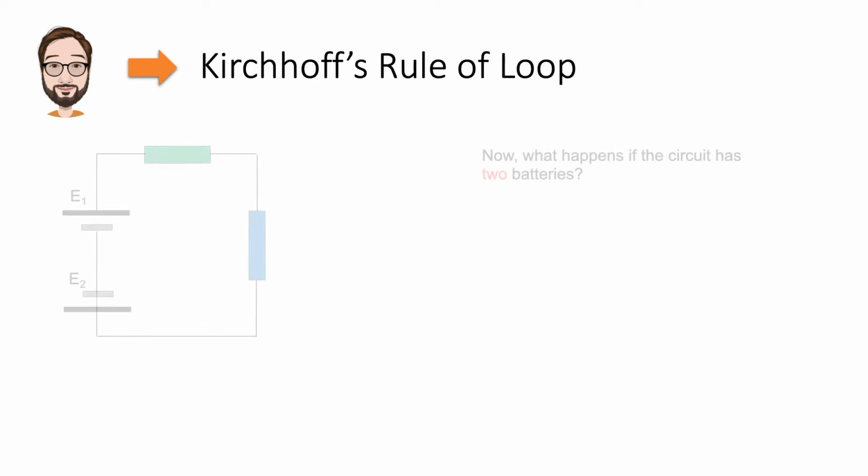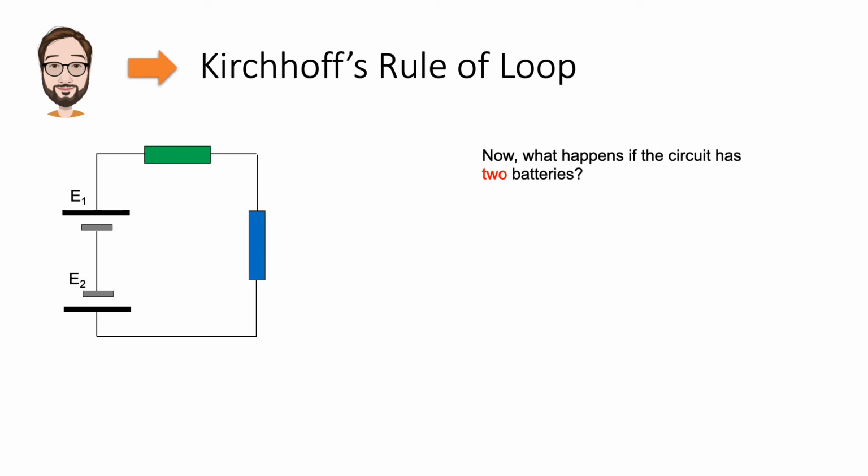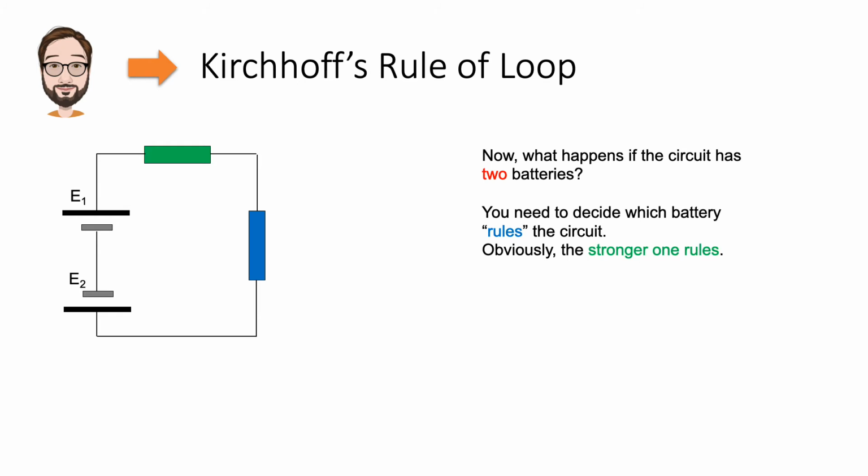So what will happen if you have two batteries? Then we need to think differently. I need to know among those two batteries, which one would rule the circuit? What does that mean, the rule? Certainly, just like anything else in the world, the stronger would rule. So imagine that E1 is 9 volt and E2 is 5 volt, then E1 would rule the circuit.